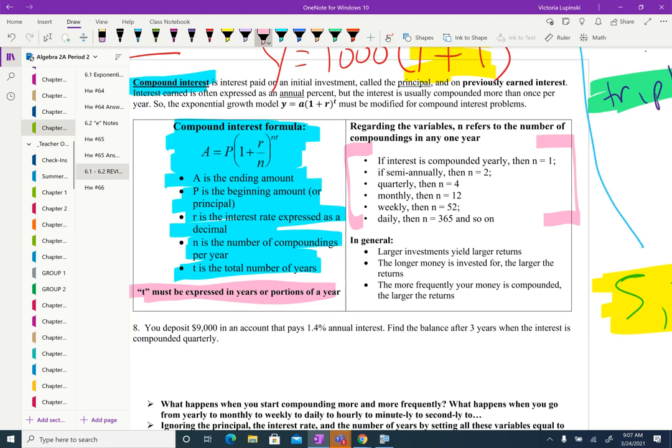And then just some general things. The more money you invest, the more interest you make. The longer you invest, the more interest you make. And the more frequently you compound, the more money you make. Hopefully, this is all common sense, but I figured it doesn't hurt to write it down. So again, you technically already know everything I just went over in those boxes, but I figured it wouldn't hurt to put it all in one spot for you.